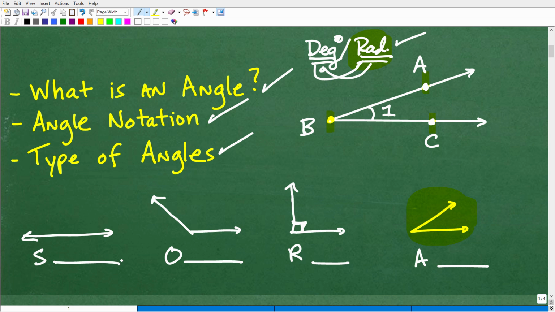Okay, so let's play this game here. These are the different types of angles. So what type of angle is this? Well, if you said acute, this is an acute angle, you would be correct. Okay, so what is an acute angle?